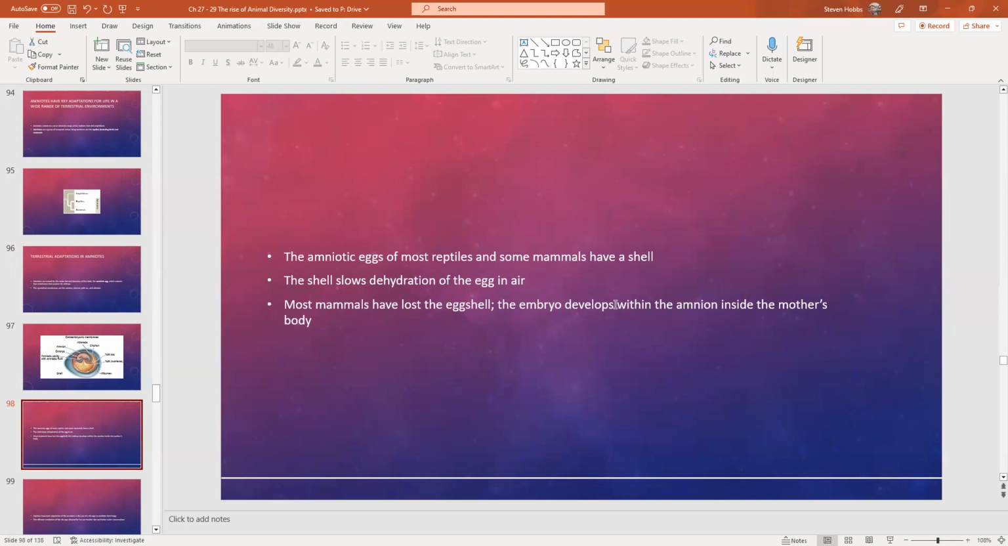egg. Now, most mammals have lost the eggshell. The embryo develops inside the amnion, inside the mother's body. Temporarily, like those that we find in the metatherians, like the marsupials, or a little bit more long-term with those that are the uterine animals, or the eutherians.